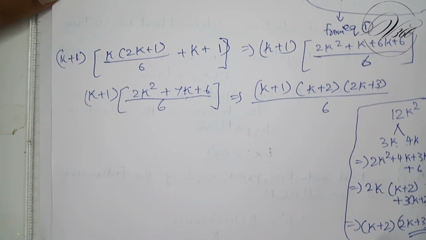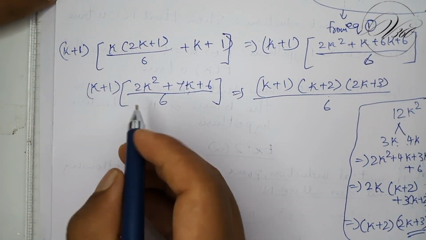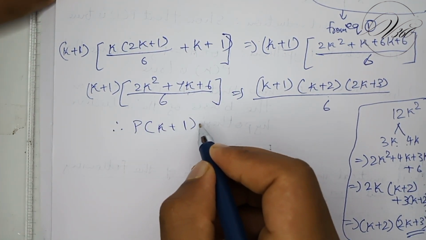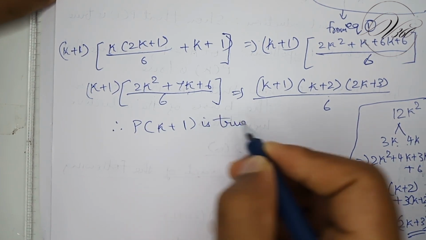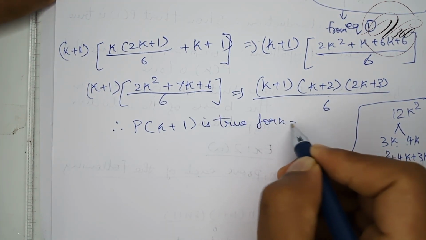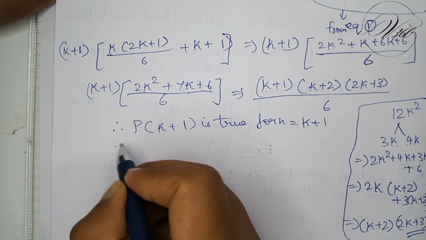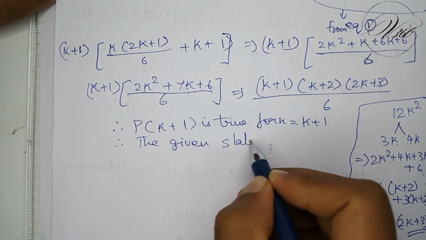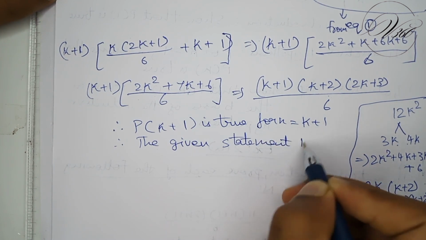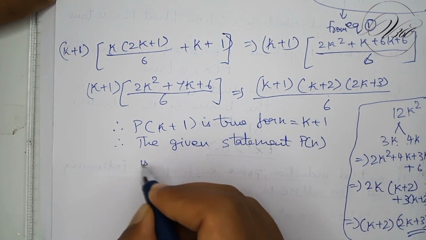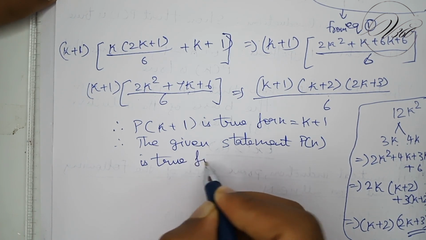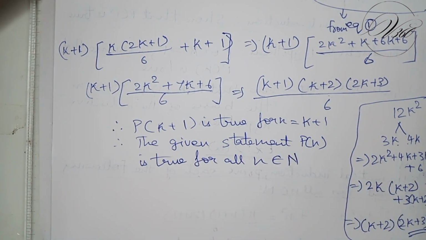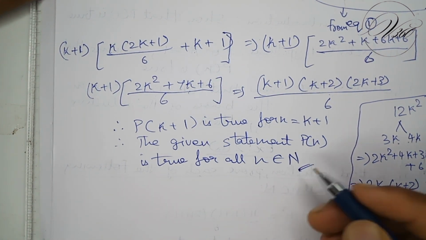Then I can write here that P of k plus 1. Therefore P of k plus 1 is true for n equals k plus 1. Therefore the given statement P of n is true for all n belongs to capital N. This is the answer for the first question.